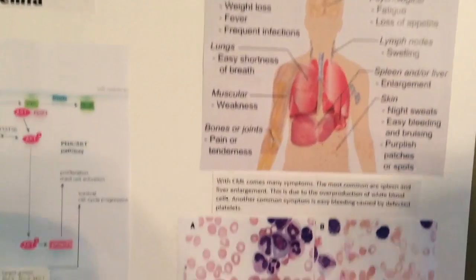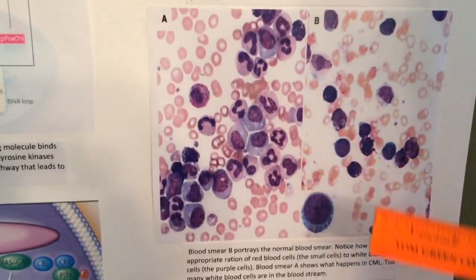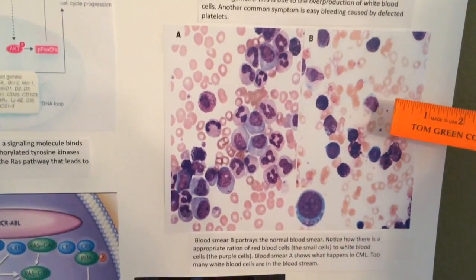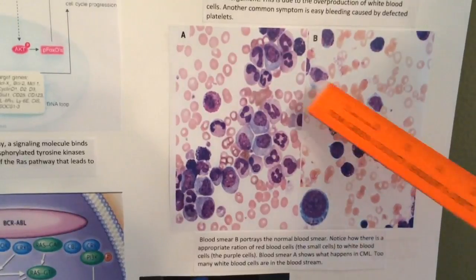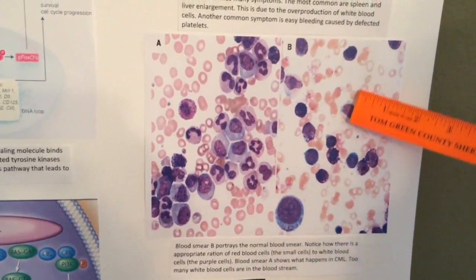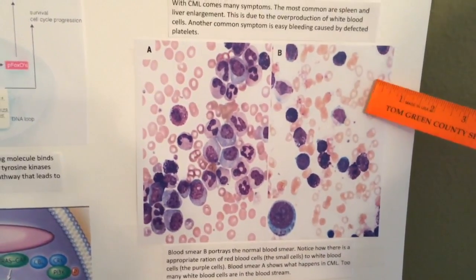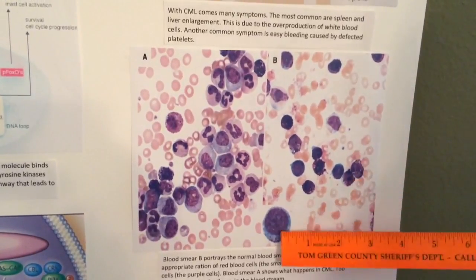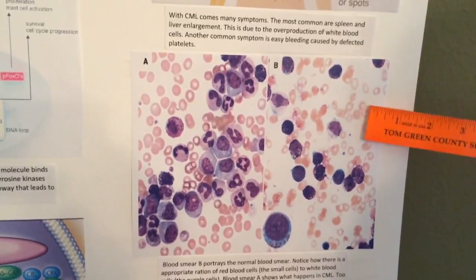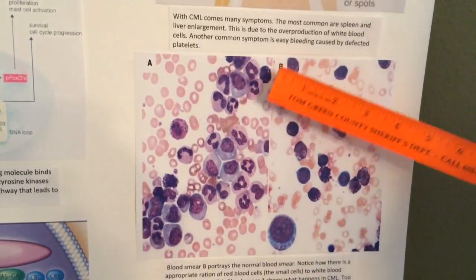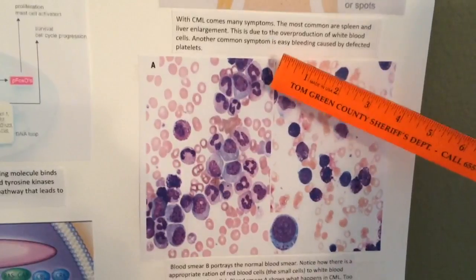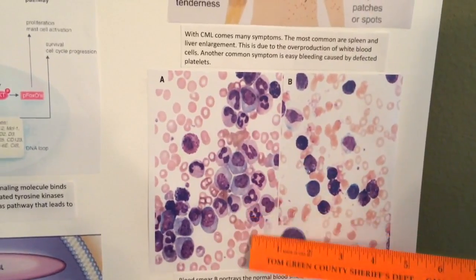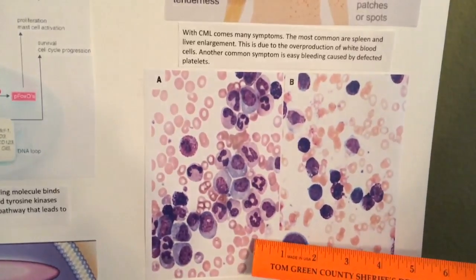For diagnosis, you can get a blood smear, which is what this is. Basically they take your blood and look at it through a microscope, and you can see this blood smear right here has the normal amount of white blood cells and red blood cells. The red blood cells are the small ones, and the white blood cells are the big purple ones. So this is the appropriate ratio. On this side, you can see that there are way too many white blood cells in the bloodstream. So this is one way they could diagnose you with CML.